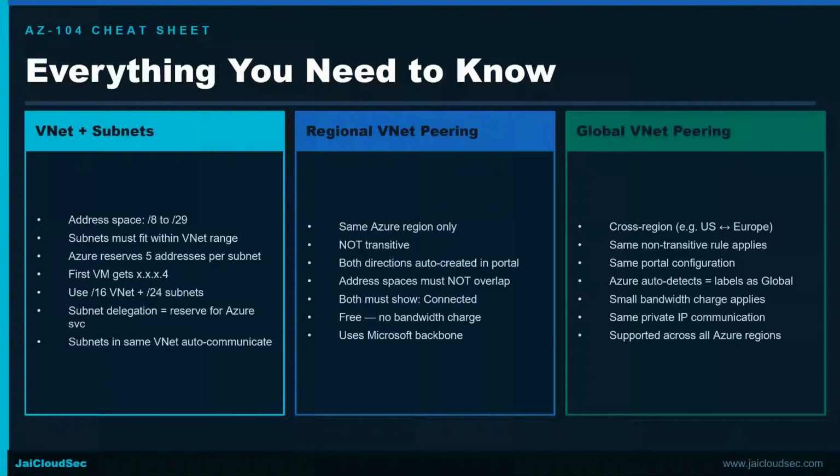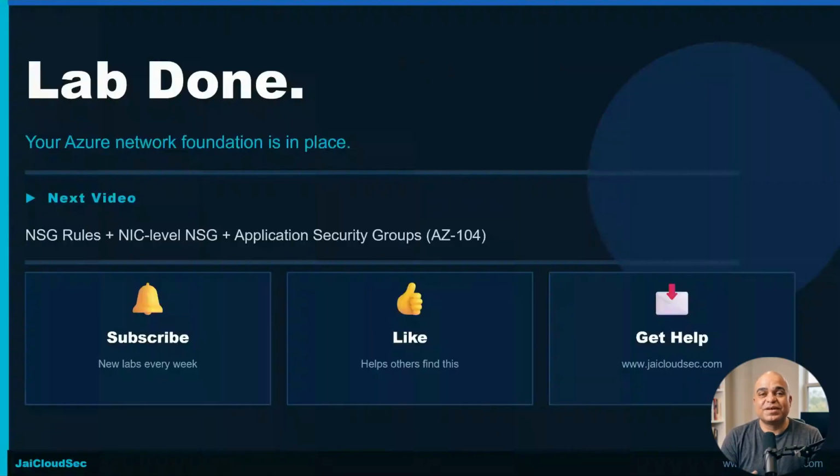Same non-transitive rules. In the next video, we will cover network security groups, NSG, NIC level NSGs, and application security groups, ASG. How to control exactly what traffic is allowed in and out of your subnets and VMs.